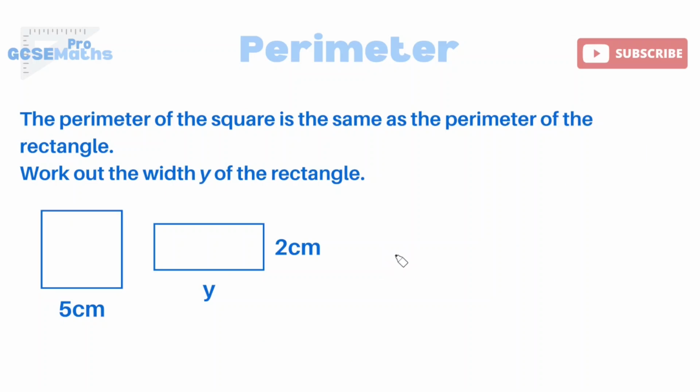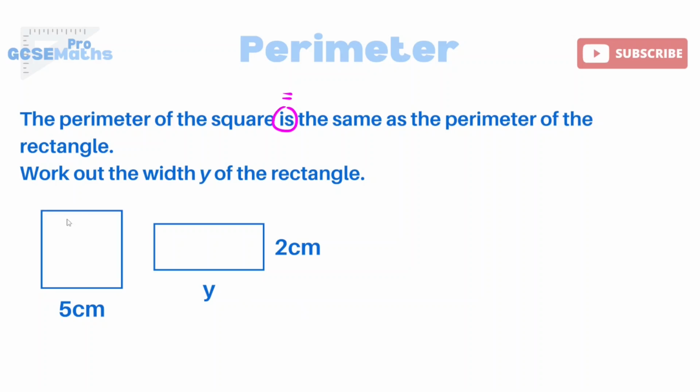Now we've got 2 shapes here. So it says the perimeter of the square is the same as the perimeter of the rectangle. Okay, so they have the same perimeter. Now that sentence is going to be our equation right there. Wherever you've got an is, that basically means equals, doesn't it? So that's how we can use this information to create an equation. So work out the width y of the rectangle.